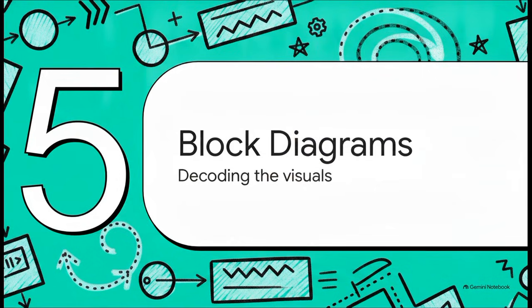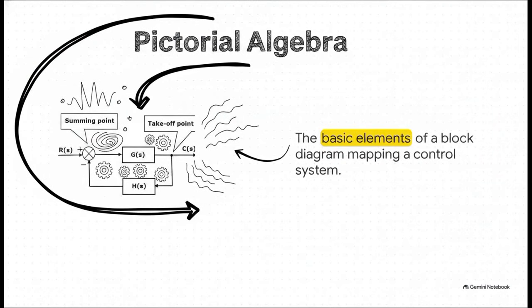Let's wrap things up with Section 5, decoding block diagrams. Think of block diagrams as a kind of pictorial algebra. Instead of getting bogged down in lines of heavy calculus, engineers just build visual models. A block simply represents what a specific component does to a signal. You have takeoff points to pull that signal in multiple directions without altering it, and summing points to bring different signals together on a collision course.